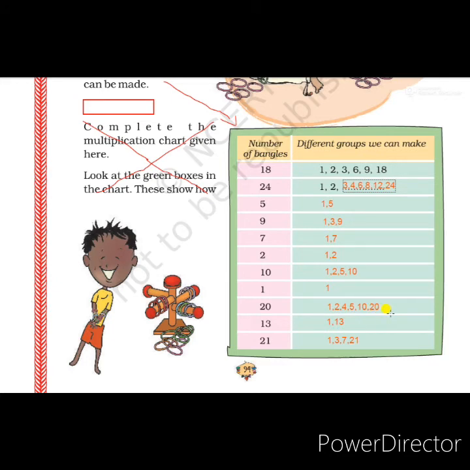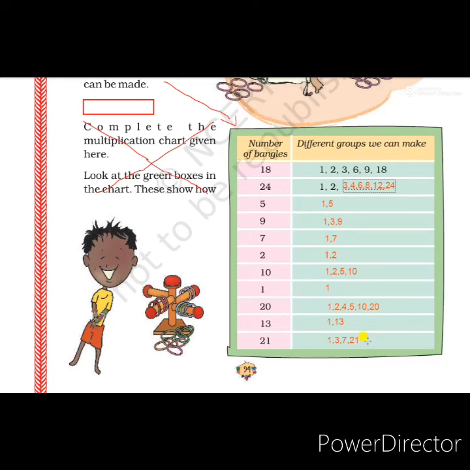Now next one is 13. If there are 13 bangles, without any remaining, we can make only two groups. One is the whole 13 bangles in one group, otherwise 13 groups of one bangle in each.